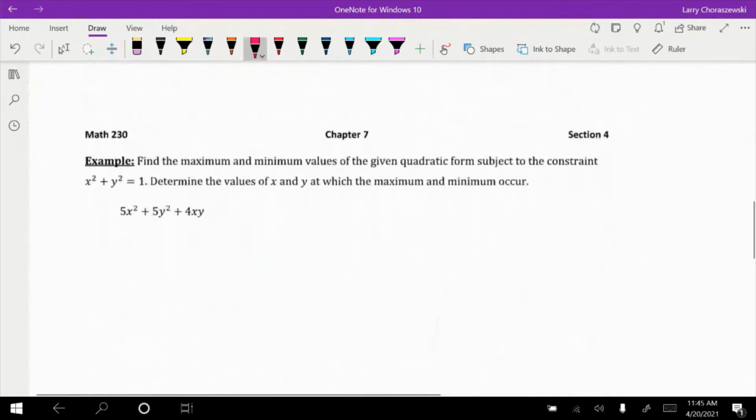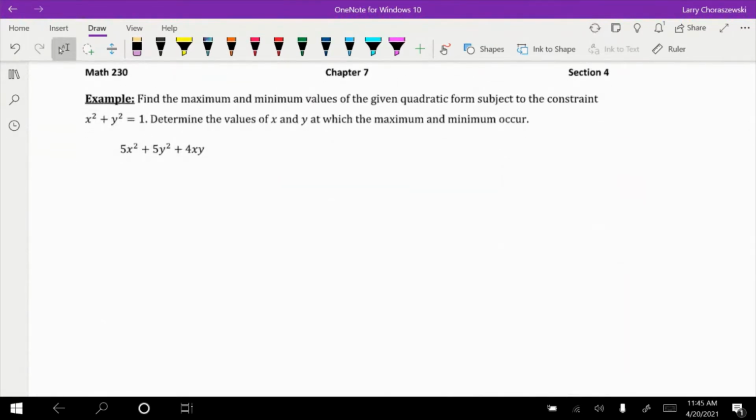So let's get to an example, show you what this is all about. It says find the maximum and minimum values of the quadratic form subject to the constraint x squared plus y squared is equal to 1. So again, what this means is that the norm of a vector x is equal to 1, i.e. the unit circle. And to start this out, this quadratic form is what I'm going to set z equal to. So this is a particular function in two variables, x and y, that also happens to be a quadratic form equation.